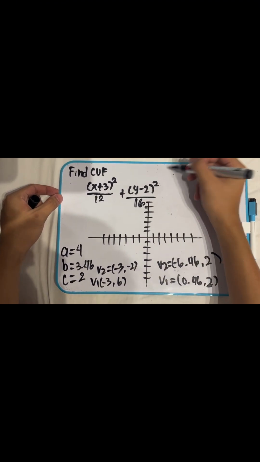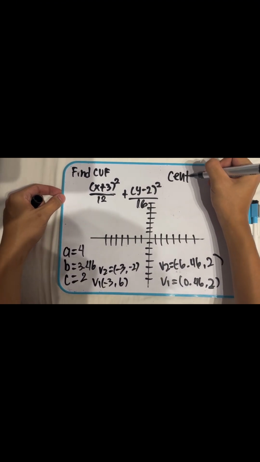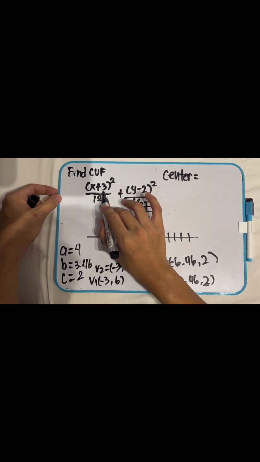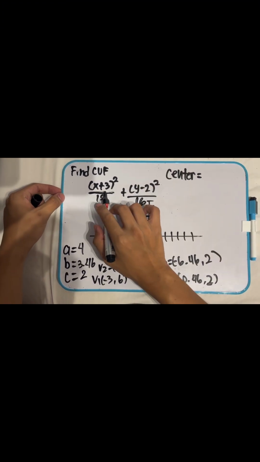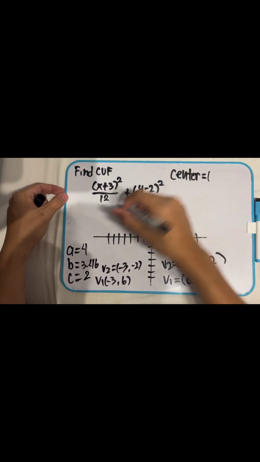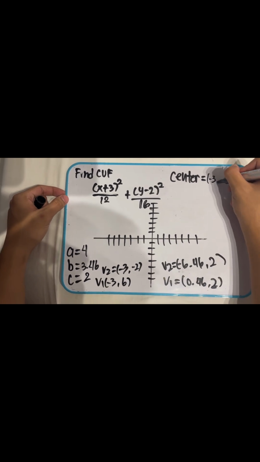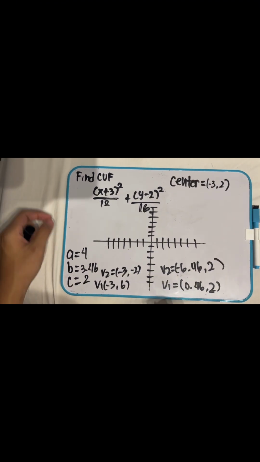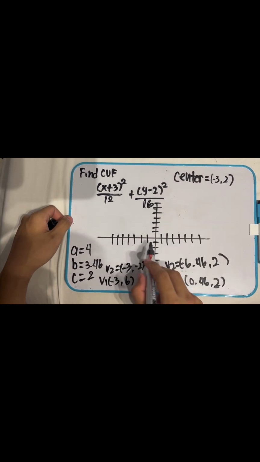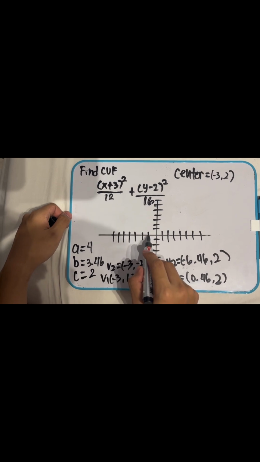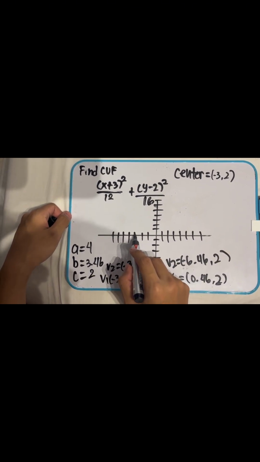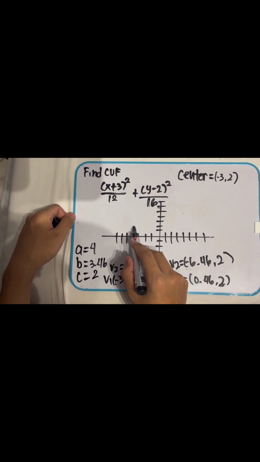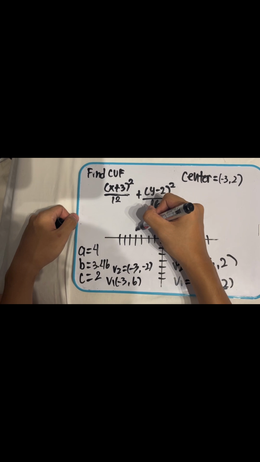So before we plot, let's write our center. We always get the opposite sign of this number, both signs. So we get from +3 to -3, and from +2 to -2. So that's our center. Let's plot. -3 is x, so we go horizontal: 1, 2, 3. Our y is 2: 1, 2. So our point is here.